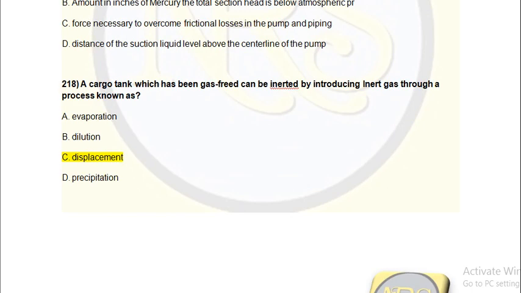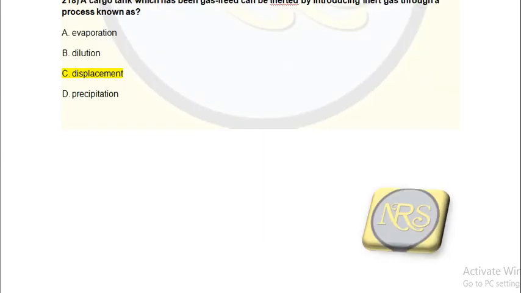Question number 218. A cargo tank which has been gas freed can be inerted by introducing the inert gas through a process known as option A, evaporation, option B, dilution, option C, displacement, option D, precipitation. The correct answer is displacement. I already explained what is meant by displacement in the earlier videos, so you can refer to that. So for question number 218, option C is the correct answer.